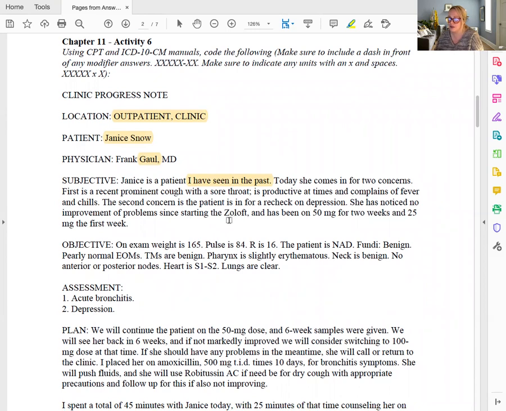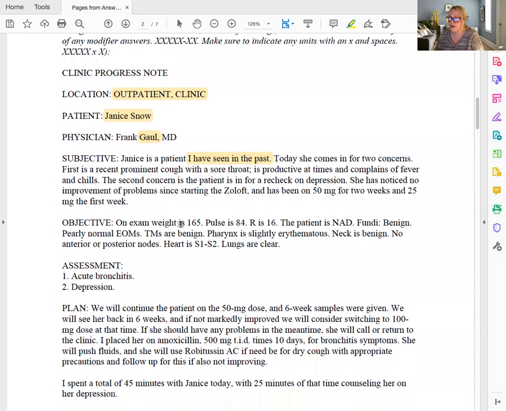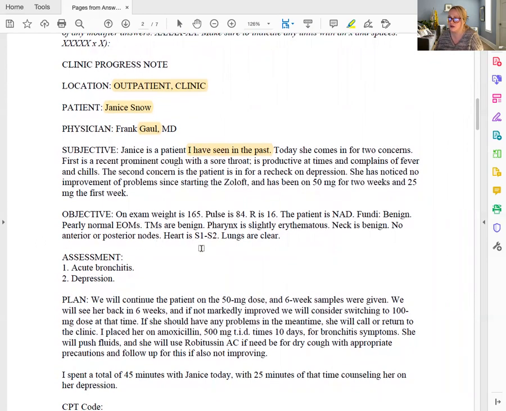There's no review of systems or history, and so this would still not be a high level of history. The exam looks at her weight and her pulse and other vitals that are taken. Her fundi are benign, pearly normal EOM, so they're looking at her eyes. The tympanic membranes are benign, so without problem. Benign simply meaning not problematic. Pharynx is slightly erythematous. The neck is benign, and there are no anterior or posterior nodes. Her heart is S1-S2, and lungs are clear.